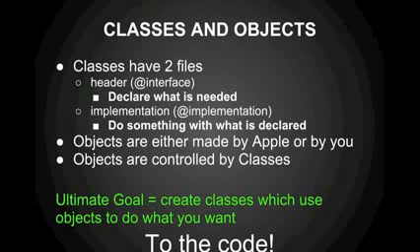Summarizing everything we just talked about, you should now be comfortable with classes and objects and get a grasp of what those two things are. Classes have two files, a header file, which declares what is needed, and then the implementation file, which does something with that which is declared. And then objects are either made by Apple or by yourself, and objects are controlled by classes.